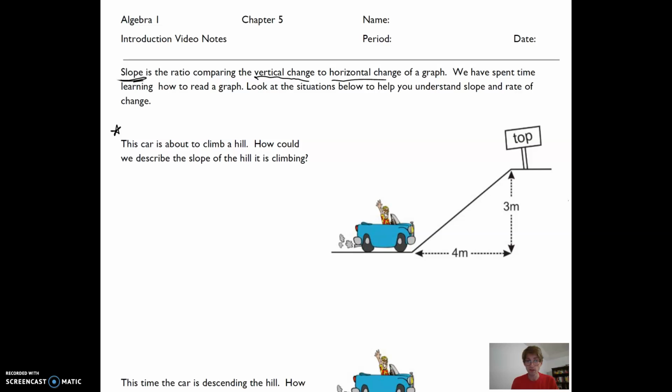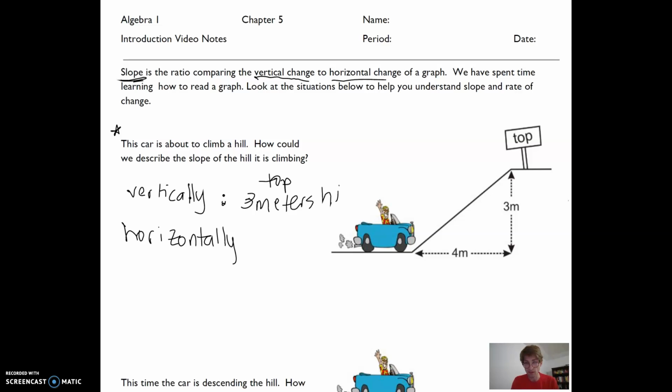If we are going to figure out how it is changing, it's really good to talk about how it is changing vertically and how it is changing horizontally. So as the car is driving up the hill, at the top, it's going to be 3 meters higher than it was, and it's going to be 4 meters further.